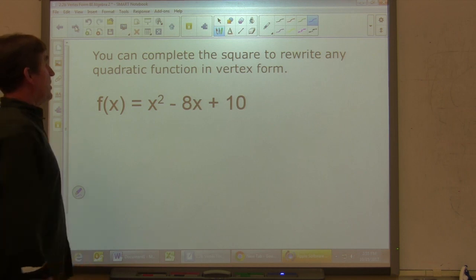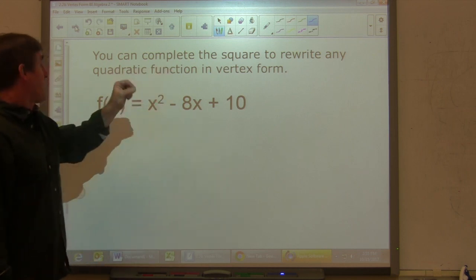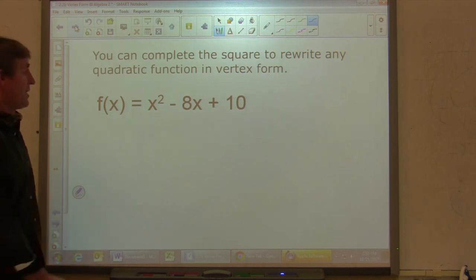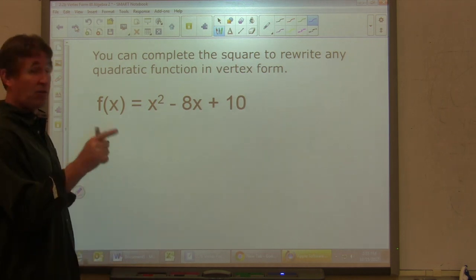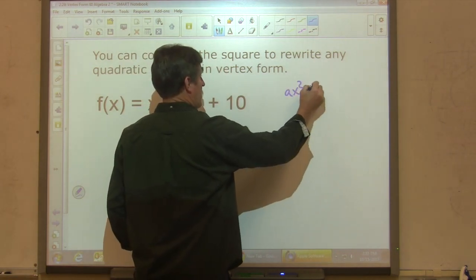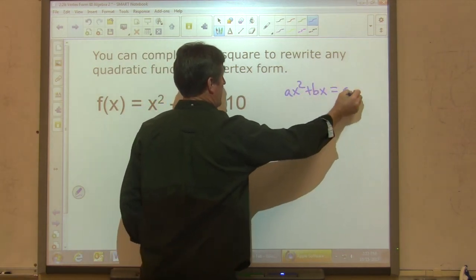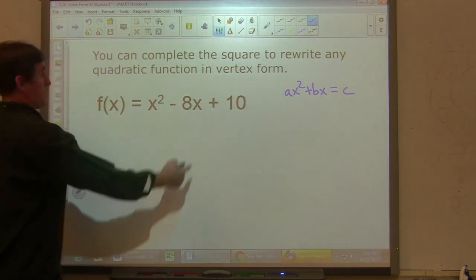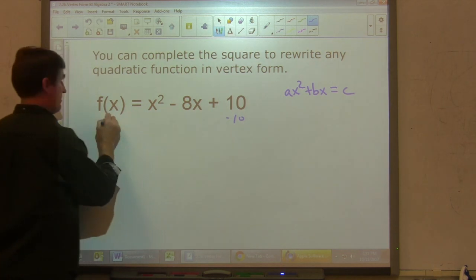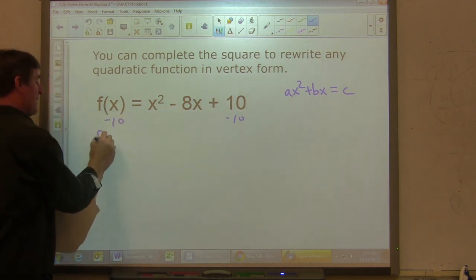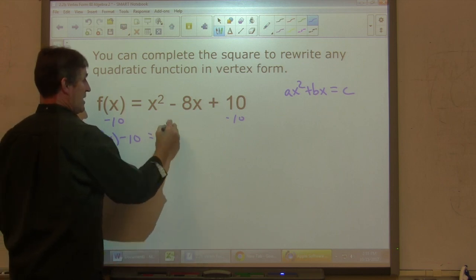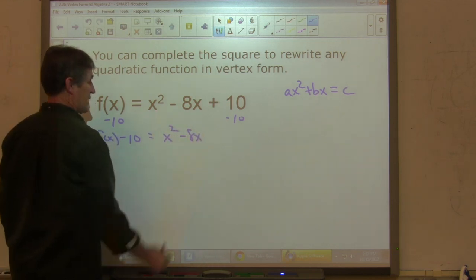So, you can complete the square to rewrite any quadratic function in vertex form. So here's what you're going to do on this. If you remember back to the steps, the first thing we're going to do is write it in the form of ax squared plus bx equals c. So that means we're going to move this 10 to the other side by subtracting 10. So we get f of x minus 10 equals x squared minus 8x.